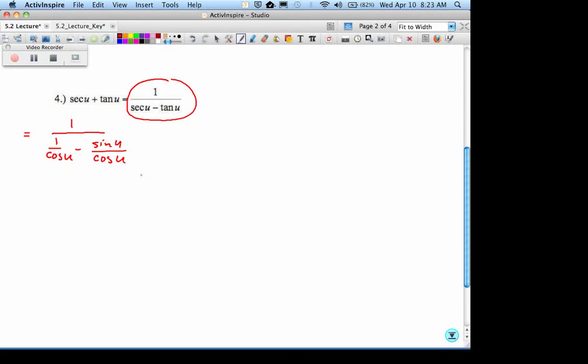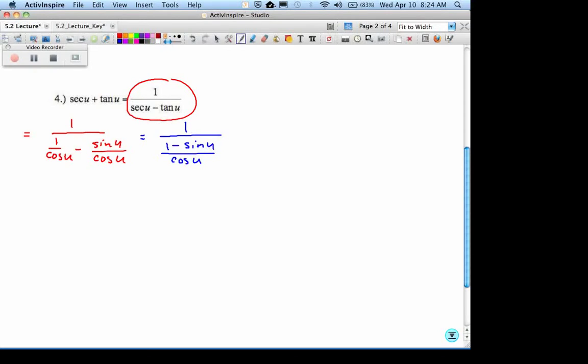Now what you created is what's called a complex fraction. You have fractions within a fraction. So I'm going to work on the denominator at the bottom. So this is 1 over 1 minus the sine of u divided by the cosine of u. The cosines were my denominator, so that's how I can put them together, and you're subtracting the numerators, so 1 minus sine.